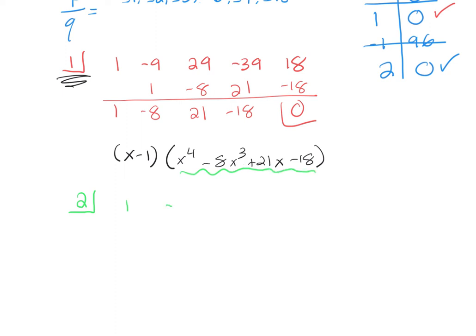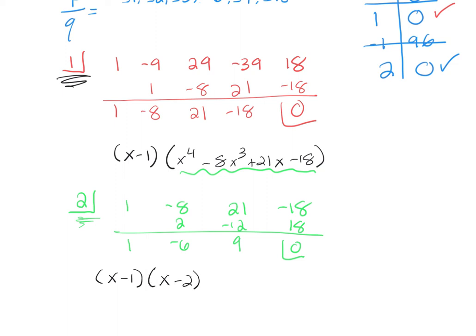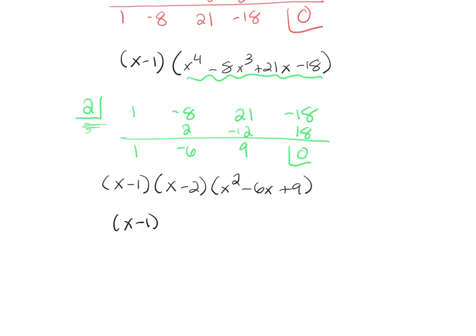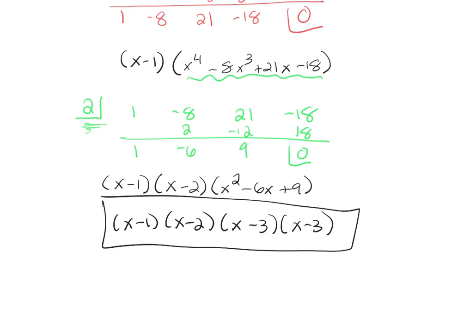So coefficients, 1, negative 8, 21, negative 18. 1, 2, negative 6, negative 12, 9, 18, 0. So now let's write it in factored form what we have so far. We've got the first one that we divided, x minus 1. We have the second one, x minus 2. And we're left with x squared minus 6x plus 9. So we factor that, x minus 1 times x minus 2 times x minus 3 times x minus 3, or x minus 3 squared. So there is factored form. So my solutions, x equals 1, x equals 2, and x equals 3 with a multiplicity of 2.